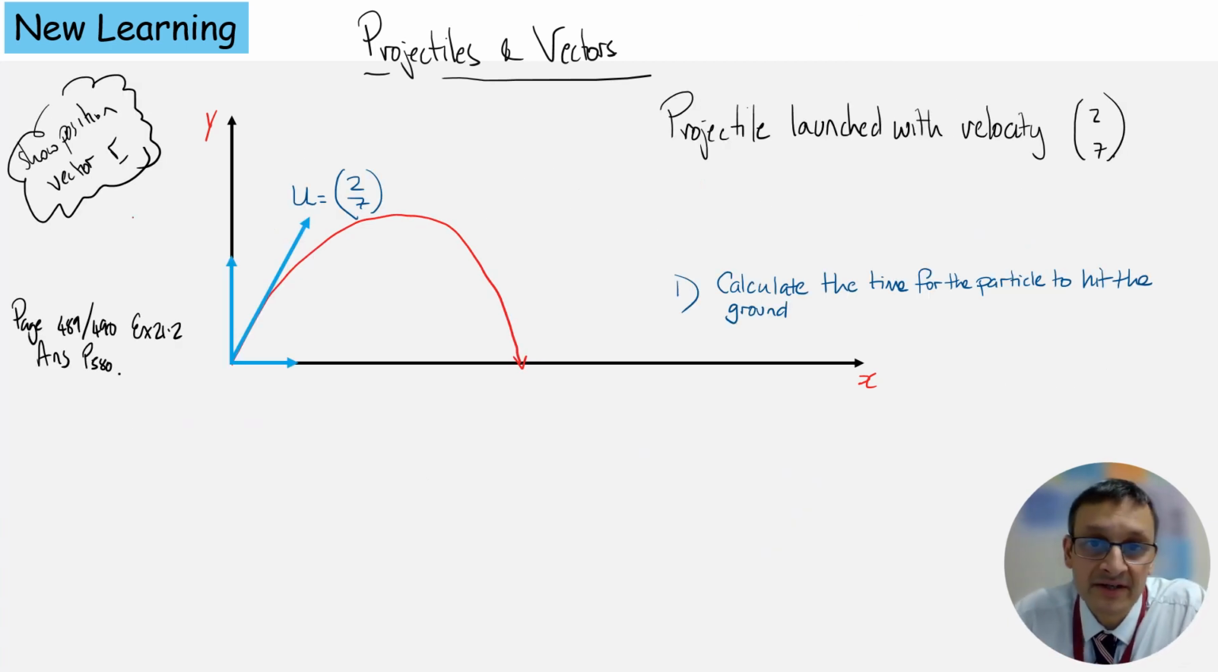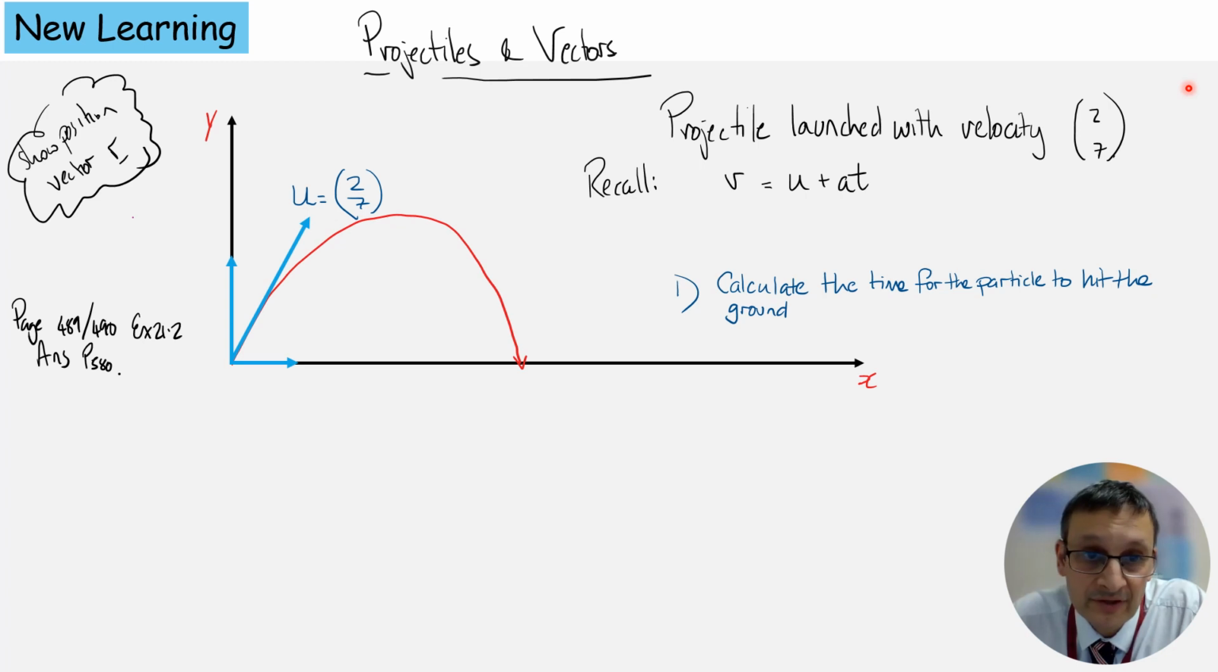Okay, so now the idea with this one is that we've got a projectile launched with a velocity, and this time round we're given this vector, our initial velocity, which it is launched with. So it's got a horizontal speed of 2 and it's got a vertical speed of 7.